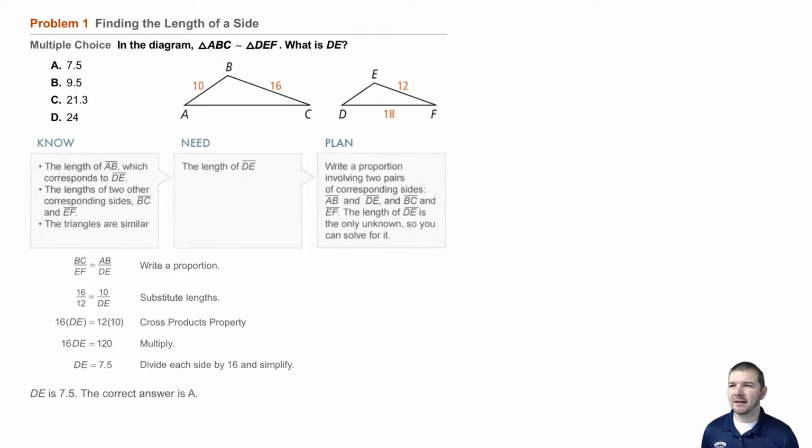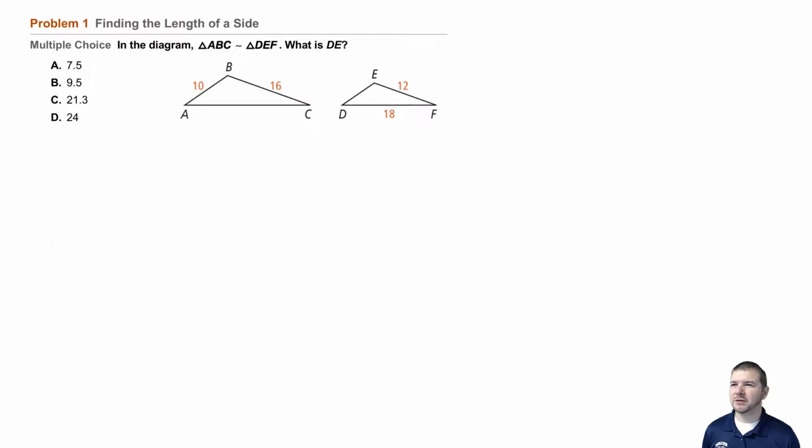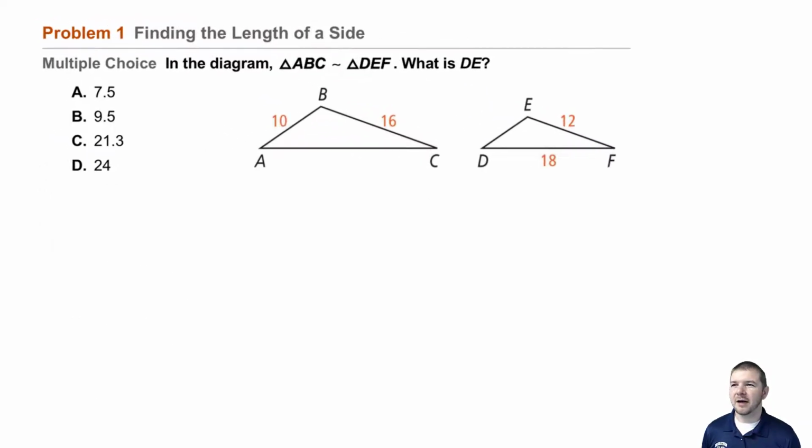Problem 1. Finding the length of a side. And this one's multiple choice. In the diagram, triangle ABC is similar to triangle DEF. What is the length DE? Our choices are A, 7.5, B, 9.5, C, 21.3, and D, 24.